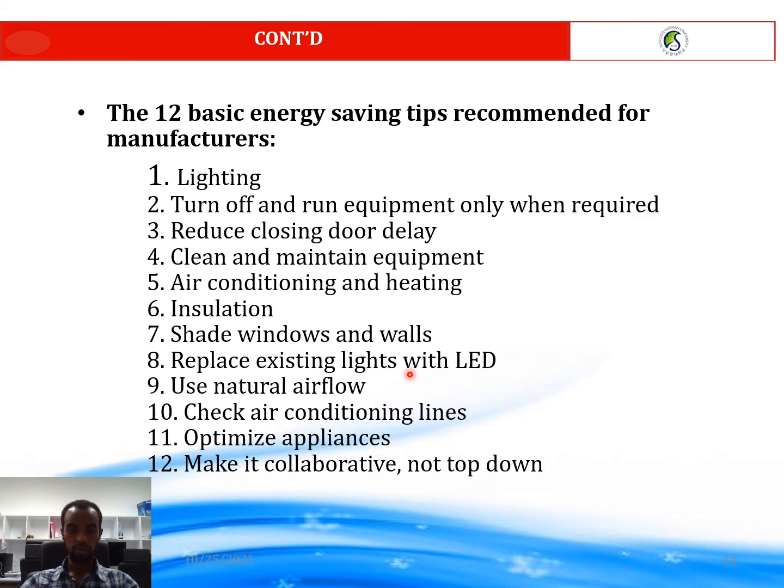Shade windows with some insulation, and also the walls. Replace existing lights with LED lights. Use natural airflow in the industry, and also check air conditioning lines. Optimize appliances. Make it collaborative, not top down. So these are some tips for manufacturers to save energy.